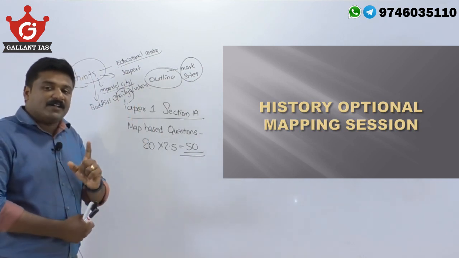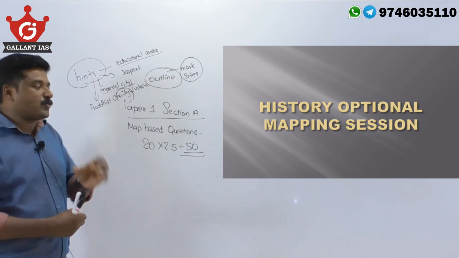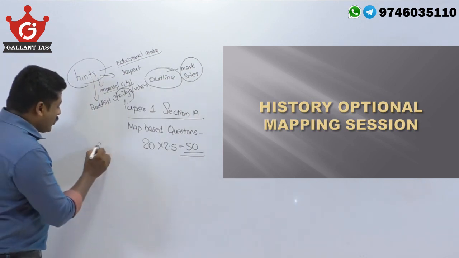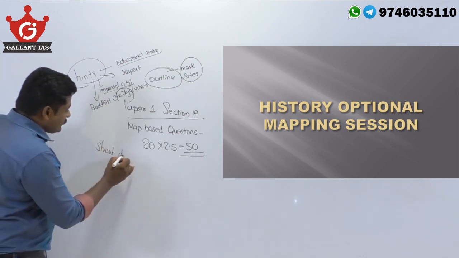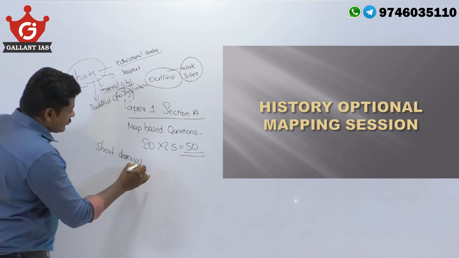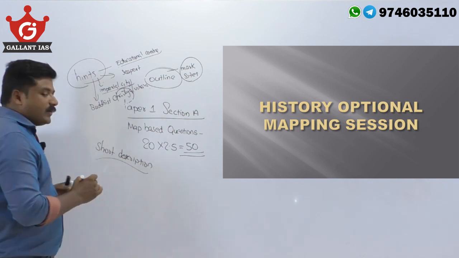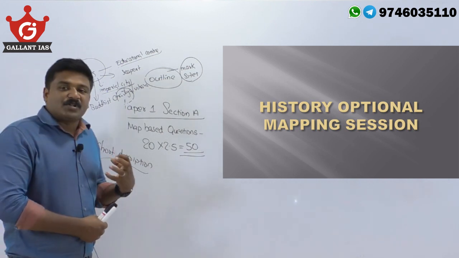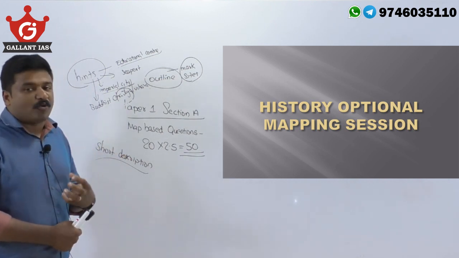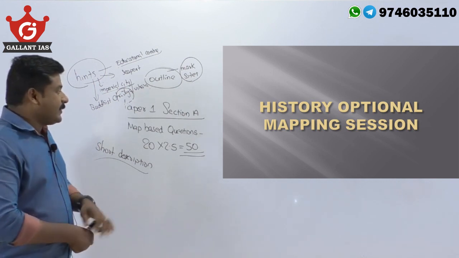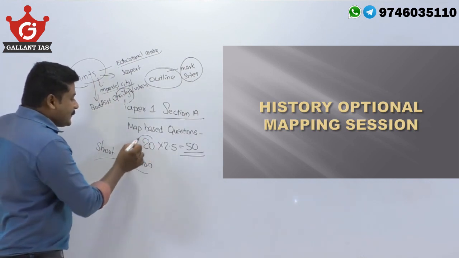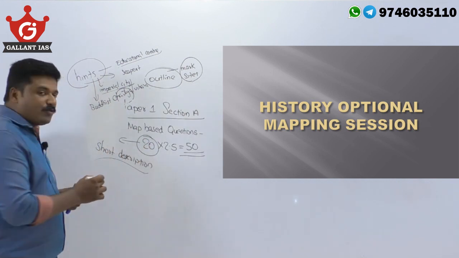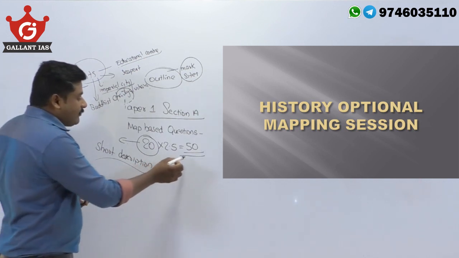After identifying it, you have to give a short description for the site. Okay, a short description. So this is something which is mapping and it is very, very easy for you in the history optional. Usually they ask 20 sites. For 20 sites, you have to give a short description and your score will be 50.